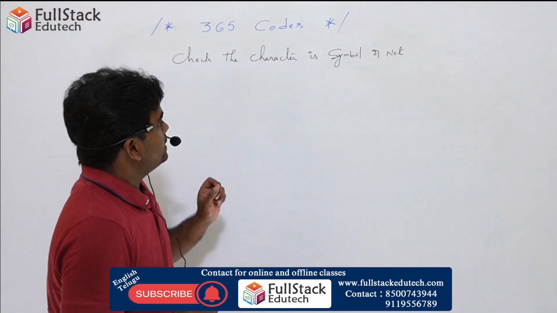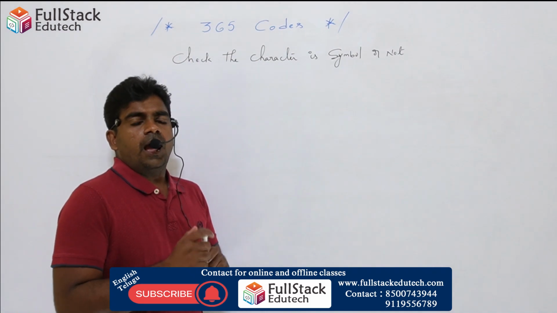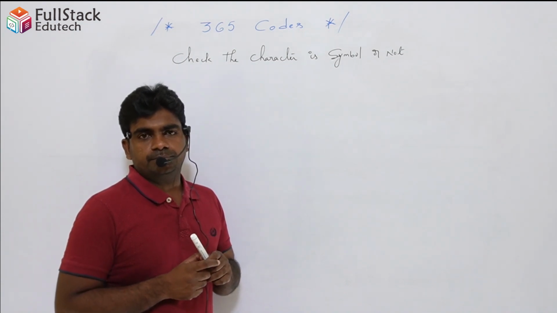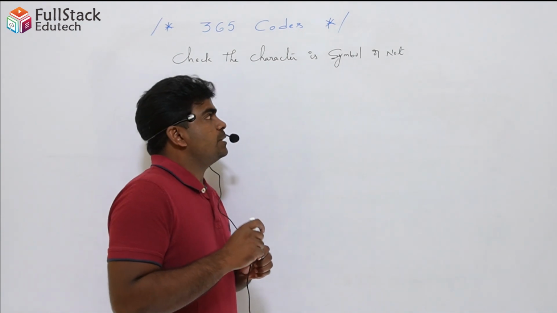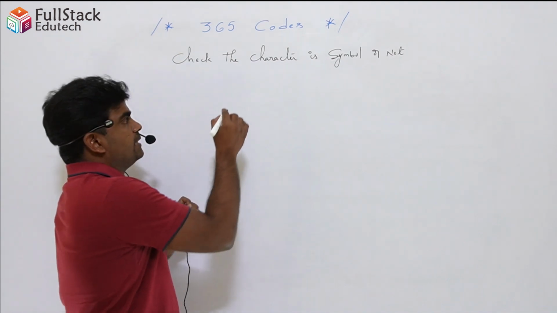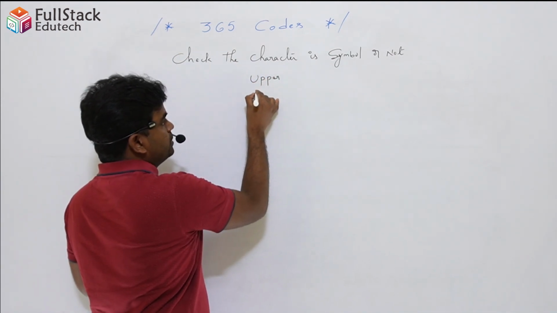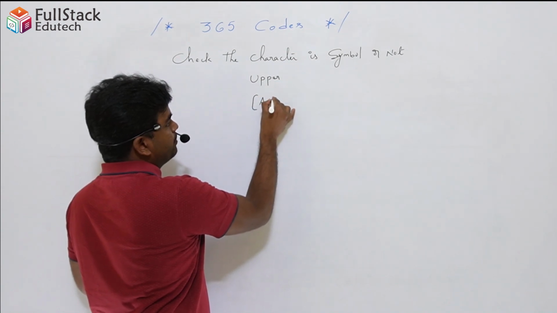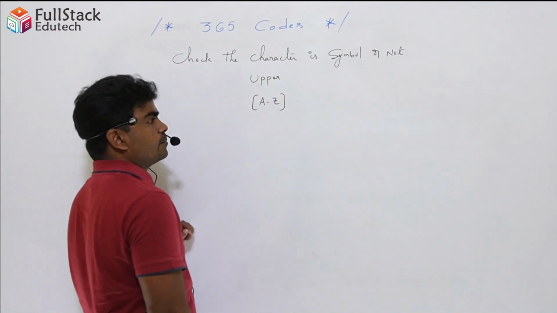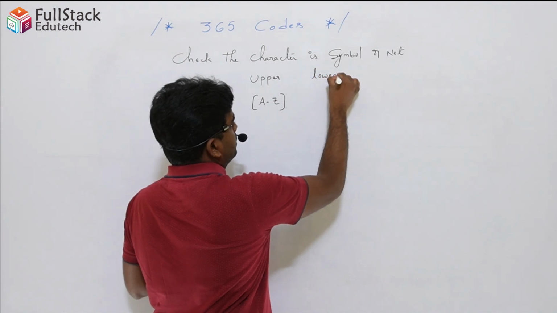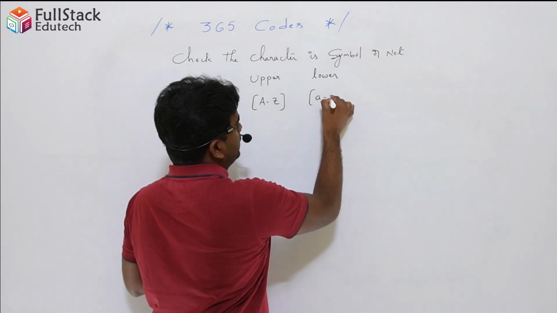Hi everyone, in this video I am going to explain how to check whether the given character is a symbol or not. As we know, if you want to check whether the given character is an uppercase alphabet, it must be between capital A to capital Z. A lowercase alphabet is between small a to small z.